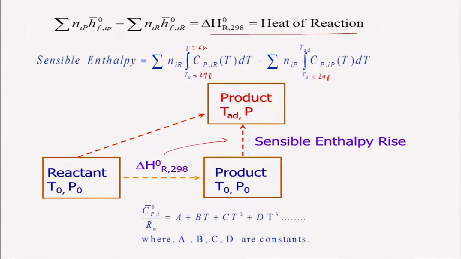And keep in mind this very important point, that the Cp we are using here, particularly for the product, will be at very high temperature. So Cp is a function of temperature, constituted of A plus B T plus C T square plus D T cube, and these A, B, C, D constants will vary for each species. For carbon dioxide it may be different, for oxygen it will be different, and for water it will be different. So that has to be taken care of.